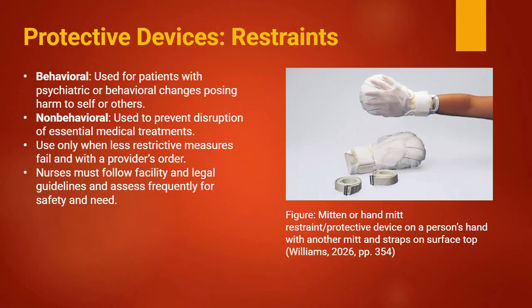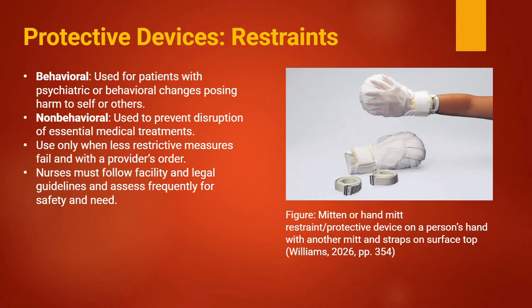Non-behavioral indications are different. These are used to prevent a patient from disrupting critical medical treatments, such as pulling out IV lines, nasogastric tubes, or tracheostomy tubes. In these situations, the goal is to keep the patient safe and maintain essential therapy, not to restrict their freedom. However, the use of restraints always carries risks, especially when they limit a patient's movement for prolonged periods.